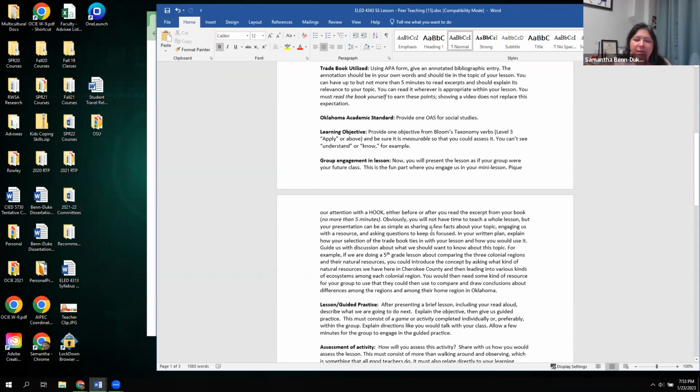Now, here's the bulk of your teaching, your mini lesson. You're presenting it to your group as if they are your class, and you're going to engage them. You're going to pique their attention, and notice the spelling, pique. You're going to pique your group's attention with a hook. A hook can be something as simple as, have you ever heard? What would happen if? Did you know that? And give them a way to draw them into what your concept is.